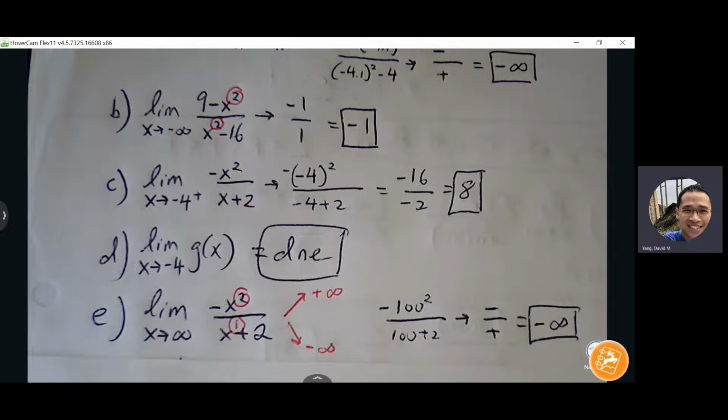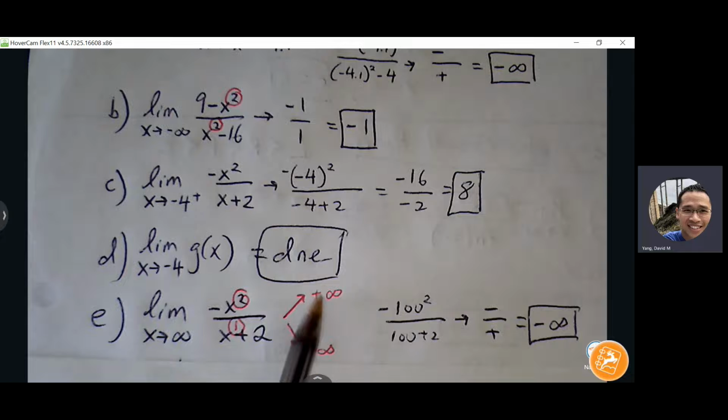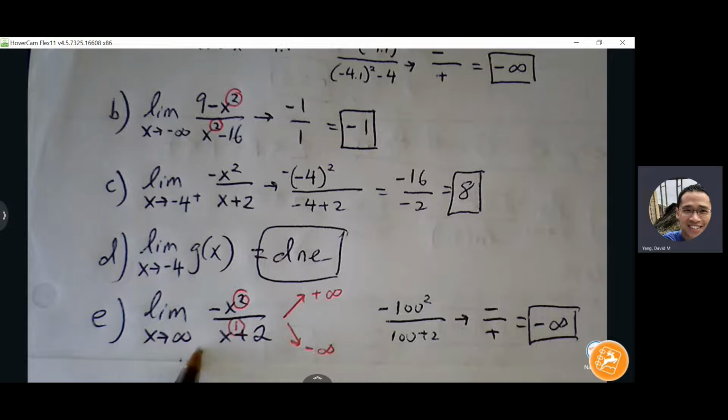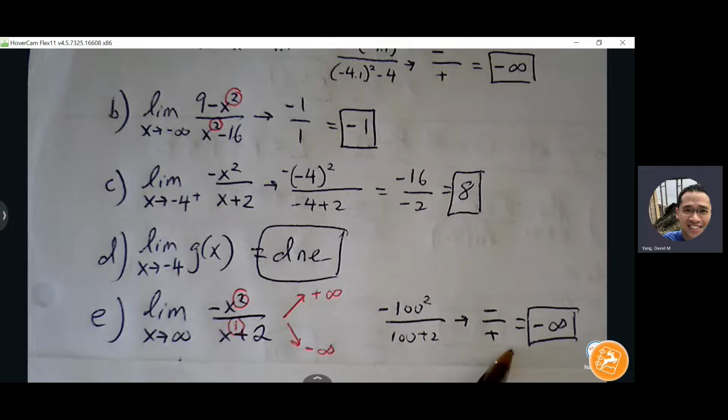Part E, we see infinity again. This time, the degrees do not match. The numerator has a higher degree, which means that there is no limit, but we're choosing between these two options. We have to test a number. So we'll test x equals 100. Get a negative over a positive, which is negative infinity.